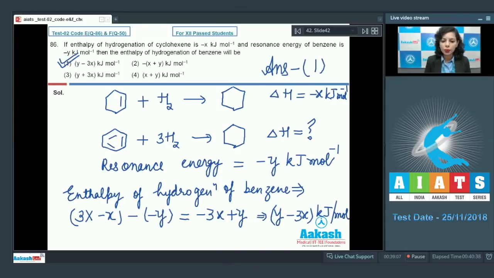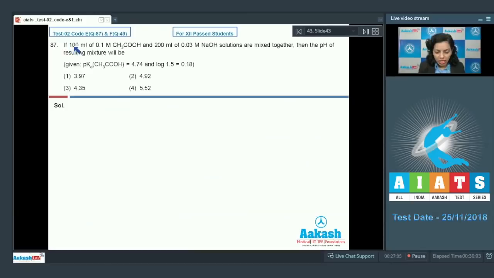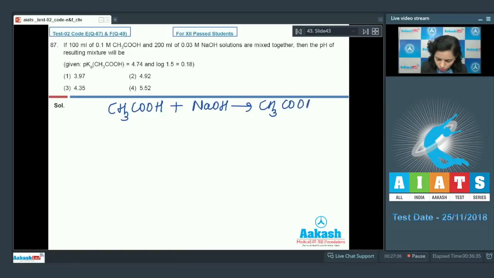Now let's move on to the next question. Now question number 87. If 100 ml of 0.1 molar acetic acid and 200 ml of 0.03 molar NaOH solutions are mixed together, then the pH of resulting mixture will be. In this case, pKa value for acetic acid is 4.74 and the log 1.5 is also given, that is 0.18. In this process, first we have acetic acid mixed with NaOH. It's a neutralization process. Salt is formed here, along with that, water is formed here.